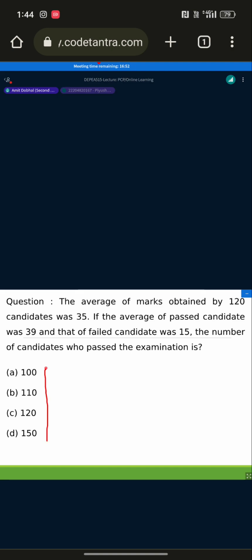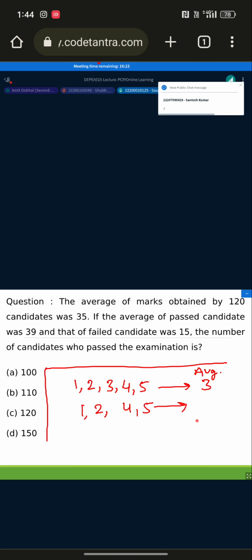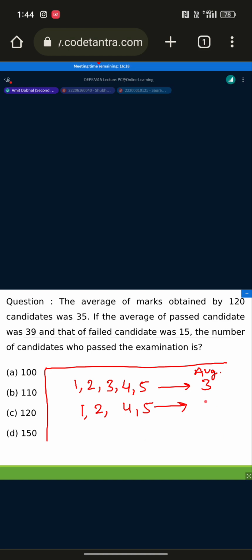Now the second concept is, अगर मैं कहूं कि इस ग्रुप का एवरेज क्या होगा 1 2 3 4 5, what is the average of this group? So you would say 3. ठीक है, एवरेज इज 3. अगर मैं कहूं what is the average of this group 1 2 4 5, tell me what will be the average of these numbers 1 2 4 5? 3. Good. 1 + 2 + 4 + 5 divided by 4, that would be 3.